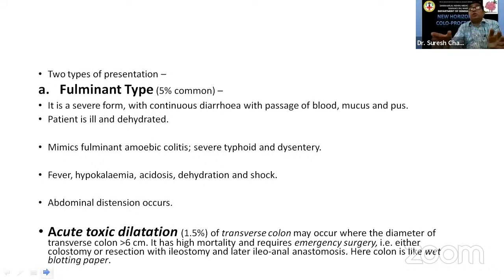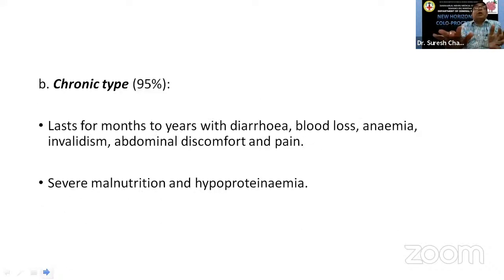Later, with ileoanal anastomosis, the colon is like wet blotting paper. So when you do surgical management, which I'll tell you, you have to try to preserve maximum anatomy and maximum physiology, and treat the disease. Now the chronic type lasts for months to years with diarrhea, blood loss, anemia, invalidism, abdominal discomfort, pain, loss of weight, loss of appetite. These patients can be managed by lifestyle changes or psychological counseling.